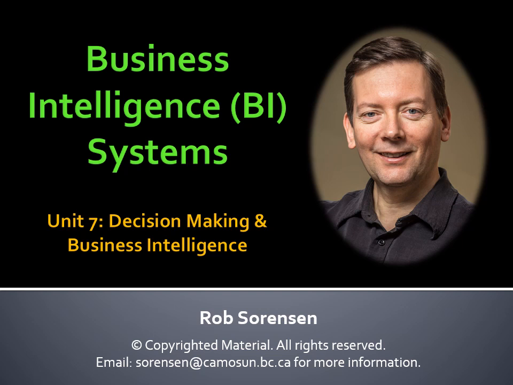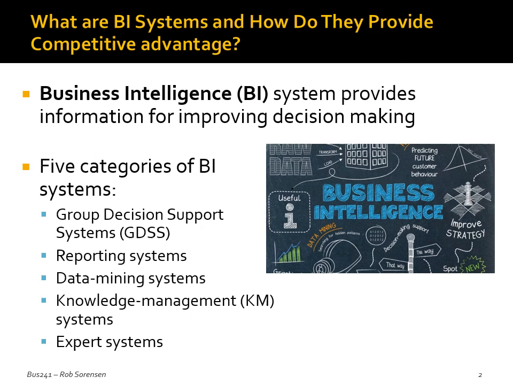All right, let's move on and look at just some of the basic business intelligence systems that we can use to help with all this decision making and analysis. So business intelligence, or BI, is sort of a category of systems that give us information that we can use to improve our decision making. So that's what we've been talking about this week.